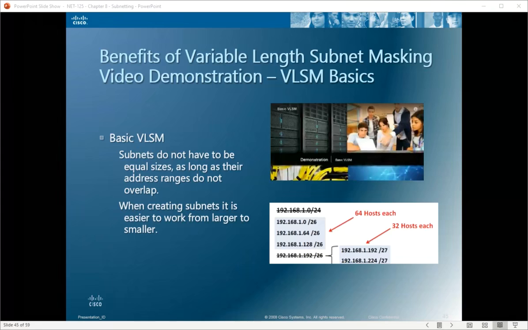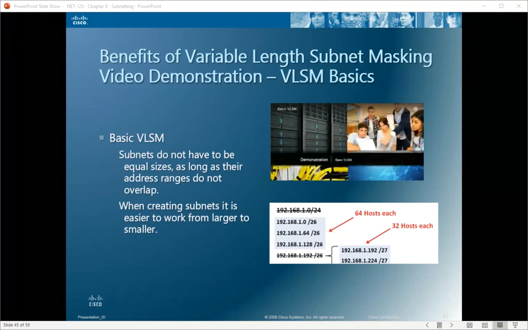We have our 8 bits of host portions here, so we can go ahead and do 2 to the 8th, or 256, minus our 2 network and broadcast IDs, which is 254. And then they say, well, no, let's borrow 2 bits and split it into 4 subnets. We've got 1.0, 1.64, 1.128, and 1.192. Well, we can go even further by taking that last subnet and borrowing 1 extra bit, creating 2 subnets, and then we have 5 bits for our host.